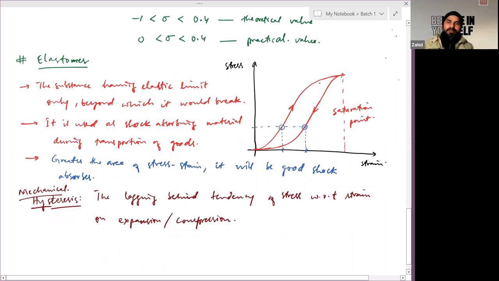Related to this term, you will be given two different curves, of which one curve will be thin and the other will be thick, and you'll be asked which of these two substances will be a good shock absorber. So just relate this statement and say the more the area of this particular curve, the better shock absorber it will be.